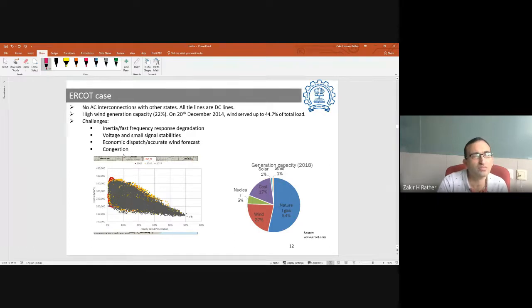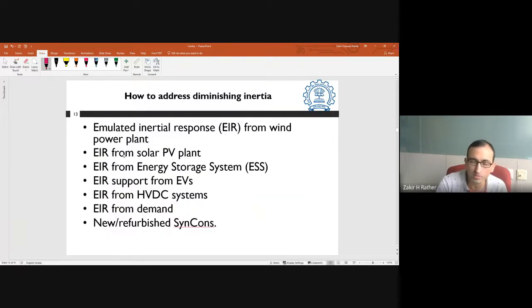This is the ERCOT system in Texas, which shows that the inertia of the grid is decreasing with the increase in renewable energy penetration. It is decreasing with the increase. The field data, collected from 2015 to 17, shows that with the increase in penetration, the inertia of the grid is decreasing, and that is posing an issue to the grid operator.